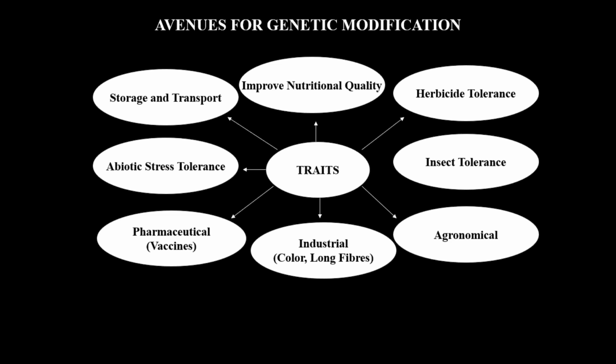Another factor is to improve the nutritional quality of the food plants, because we know that many plants do not contain all the nutrients that are required. So one of the important and authentic, or innovative, GMOs that was made was the golden rice, which I will describe in the next few slides. So you can improve the nutritional quality.